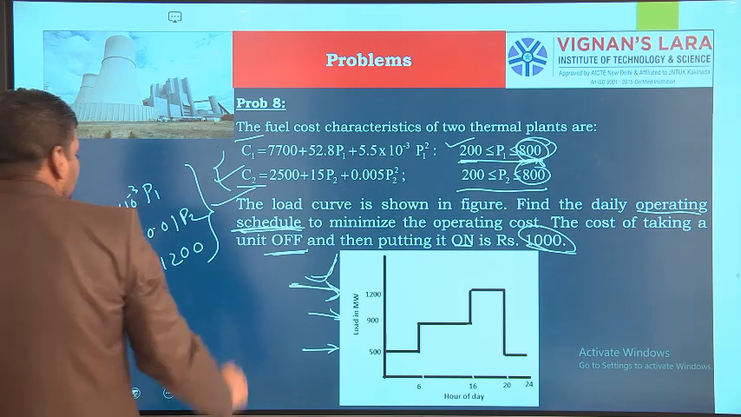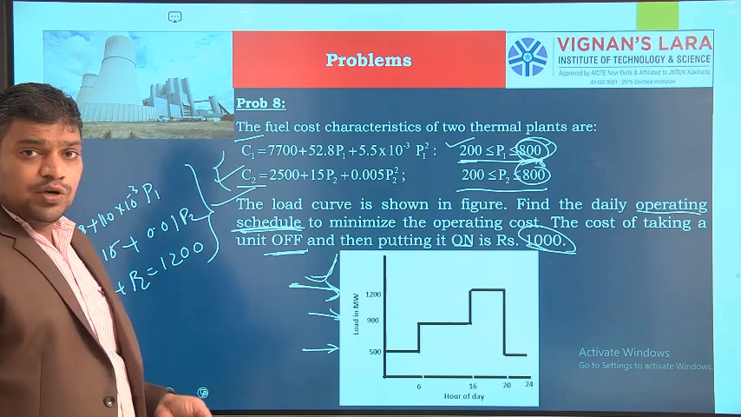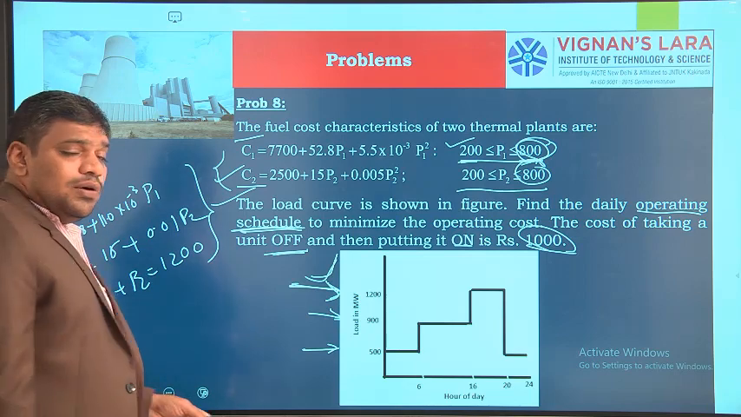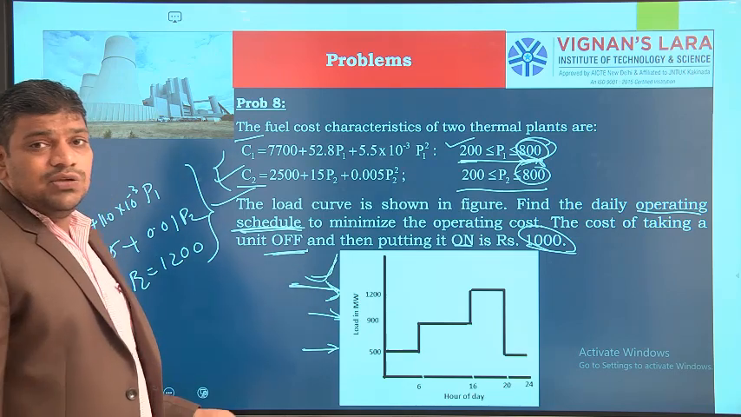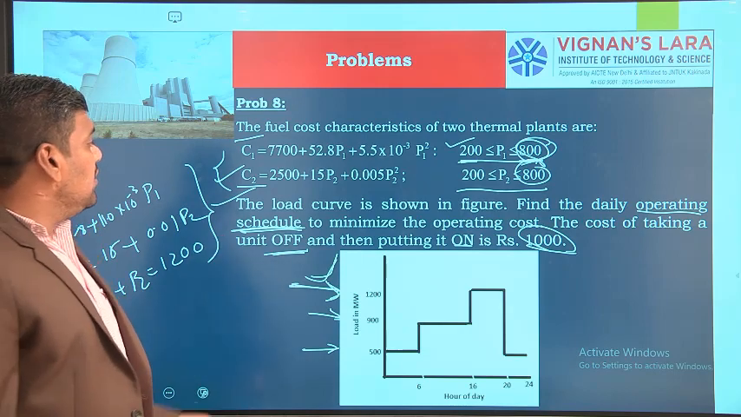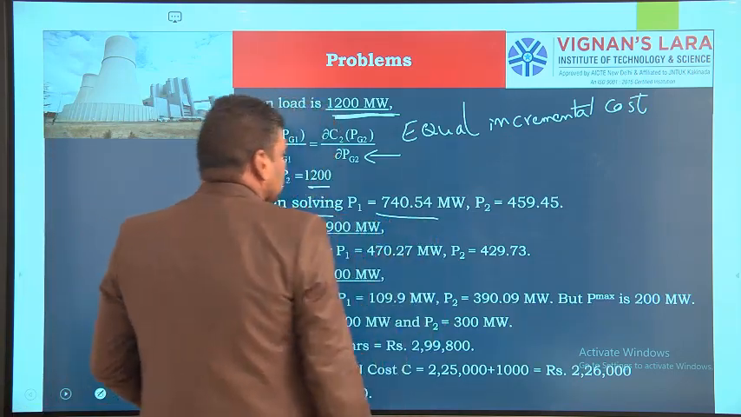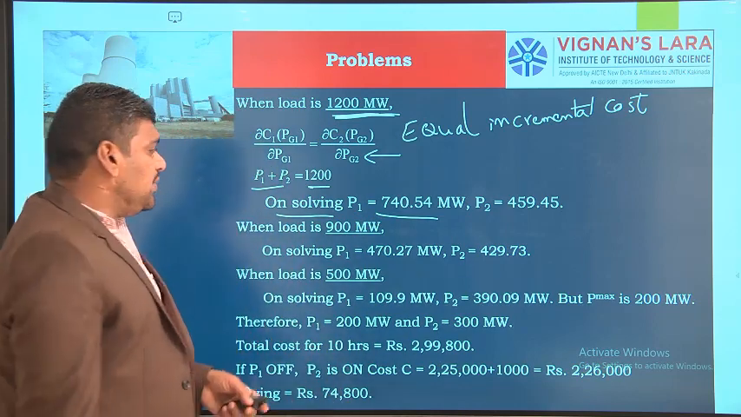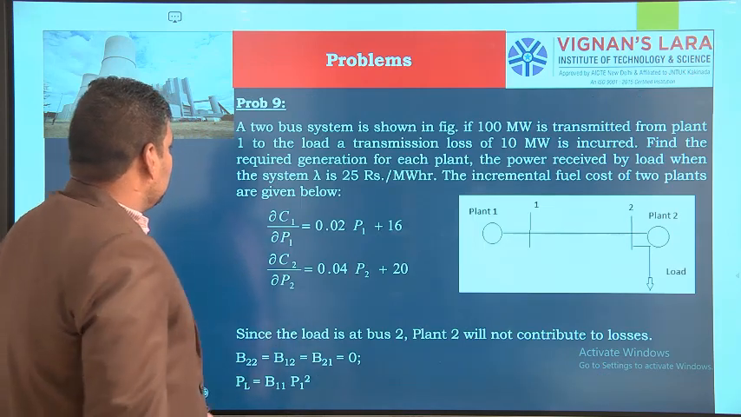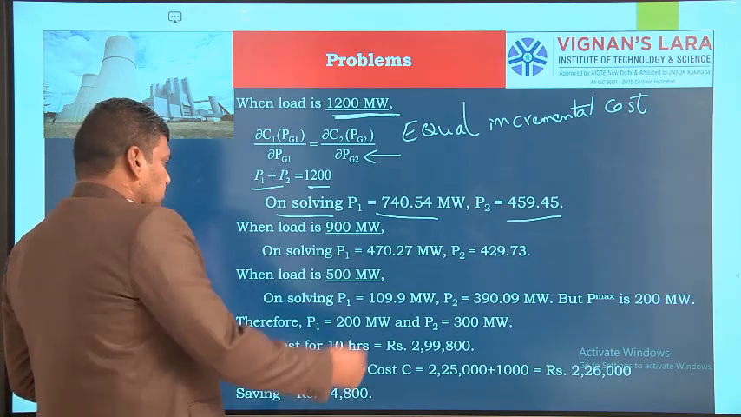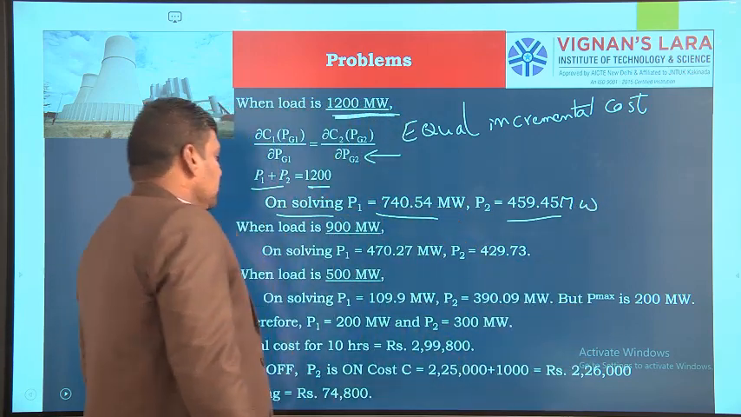By making use of these two expressions, that is ∂C1/∂P1 equal to ∂C2/∂P2, and the second expression, total generation P1 plus P2 equal to the demand of 1200 megawatts, solve for P1 and P2. On solving, you will obtain P1 as 740.54 megawatts and P2 as 459.45 megawatts.